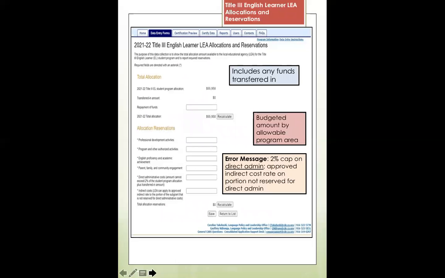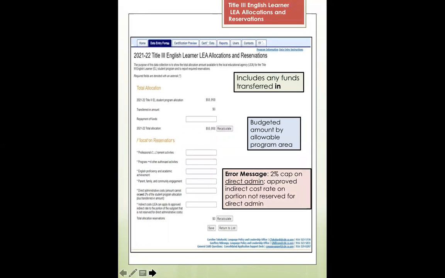Title III EL, okay. Allocations and reservations, it's just a very basic budget. Your budget amount by allowable program areas here, and a same error message on the cap. So this is your 21-22 budgeted amounts for your EL program. Okay, Title III.